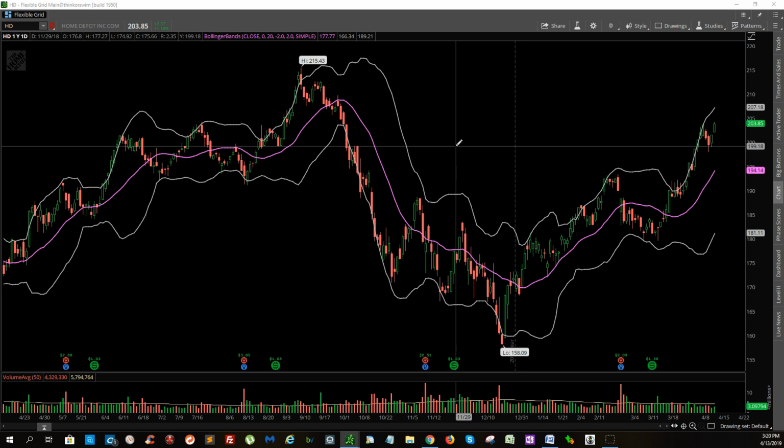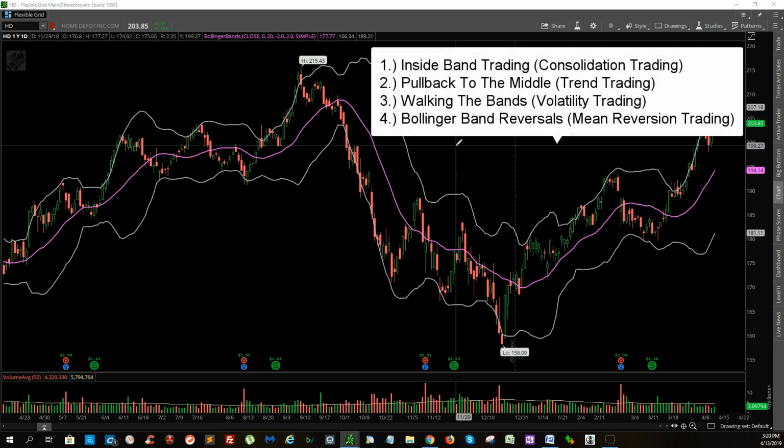Well, there are four major trading strategies that we're going to discuss. One is called inside band trading, which to me is consolidation trading. The second strategy is the pullback to the middle, or the pullback to the mean, if you will. That's a trend trading strategy that can be used with the Bollinger Bands.